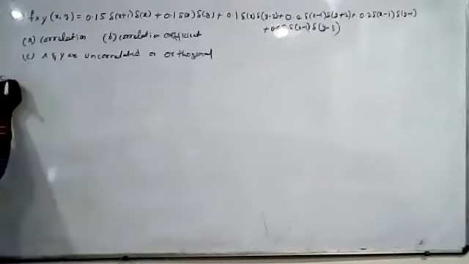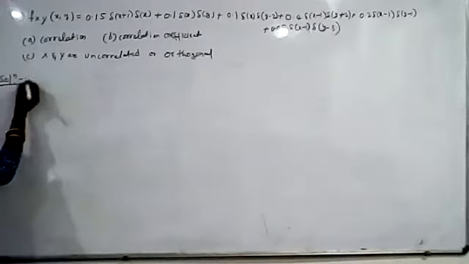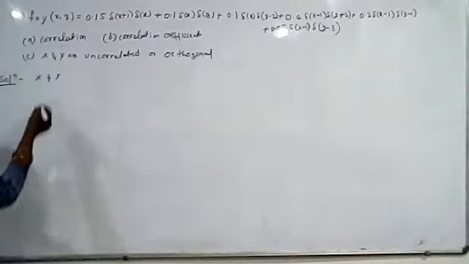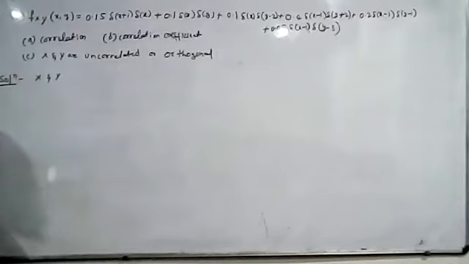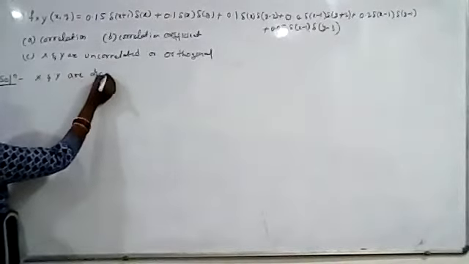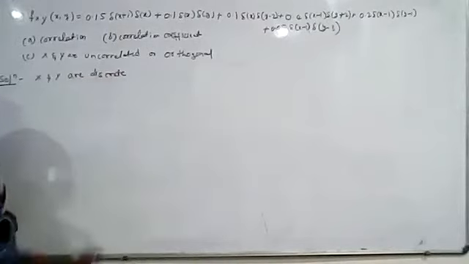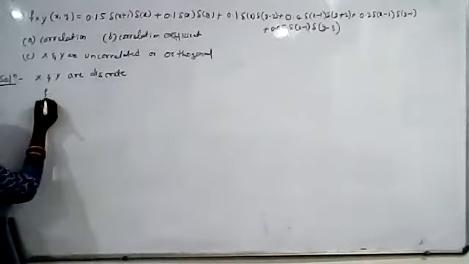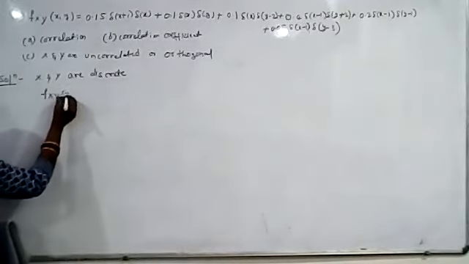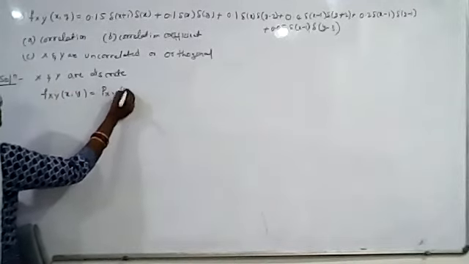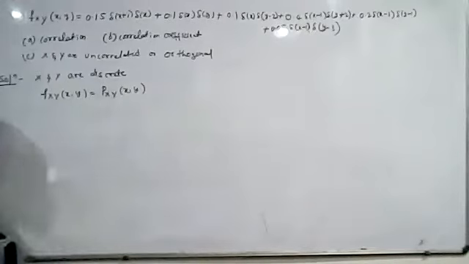Okay, so now on to the solution. What is given here? If you observe this equation, it is not continuous, so X and Y are discrete. So the probability density function here will be equal to the probability mass function.